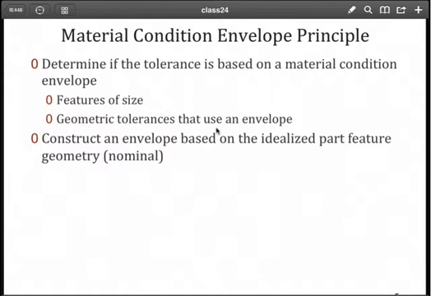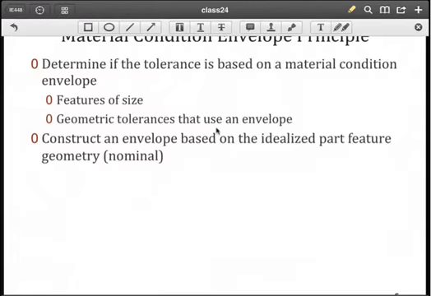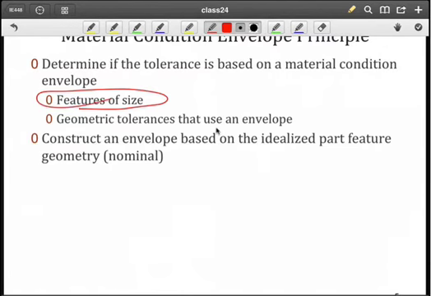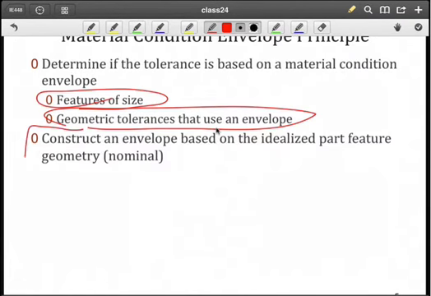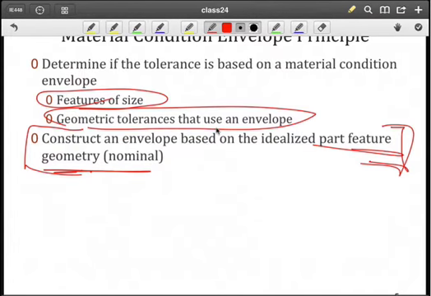Well, it goes back to this notion of an envelope. And first of all, we start with the material condition envelope. If we can determine that the tolerance is based on a material condition envelope, then we're dealing with a feature of size. And that implies that there is a dimensional tolerance there. We might also have geometric tolerances that use an envelope as well. So we'll construct an envelope. Again, we're talking about hard gauging here, so it would be constructing an actual physical envelope. And that will be based on the idealized part, and when we think about that envelope, it's at nominal.